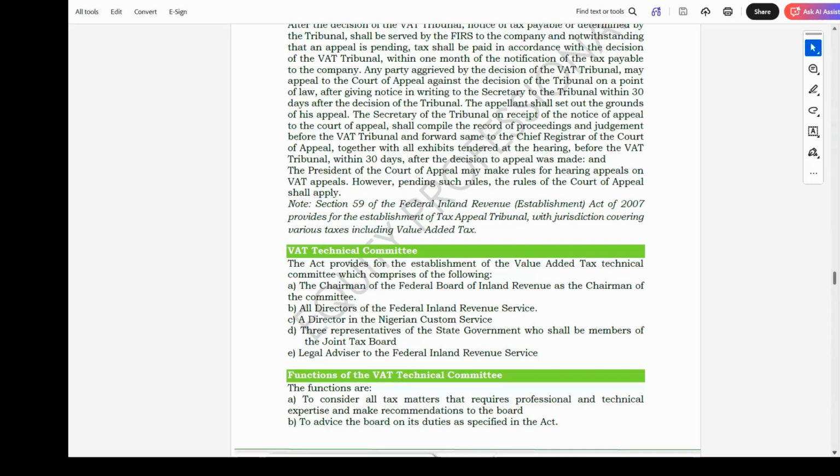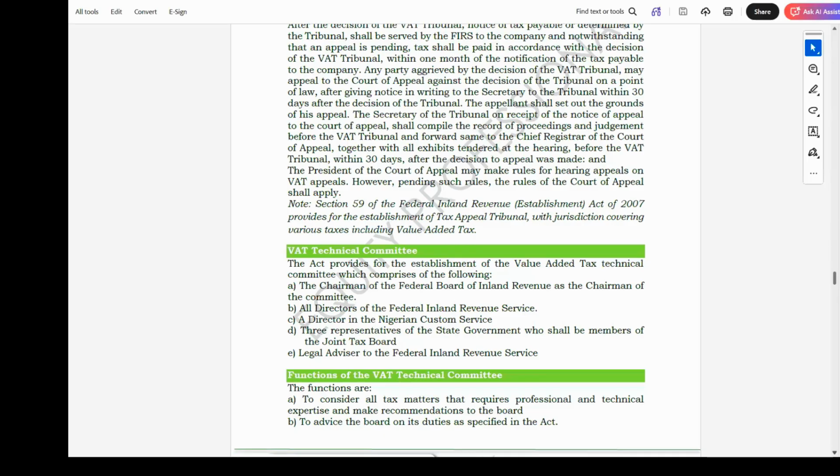There is a committee established by the VAT Act, known as the Value-Added Tax Technical Committee, which has various members. This particular aspect is also ICAN friendly. ICAN usually asks questions on this aspect by asking you to mention the composition of the committee and the function of the committee. So the committee is made up of the following.